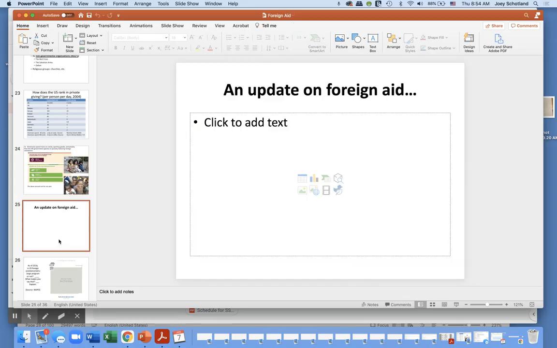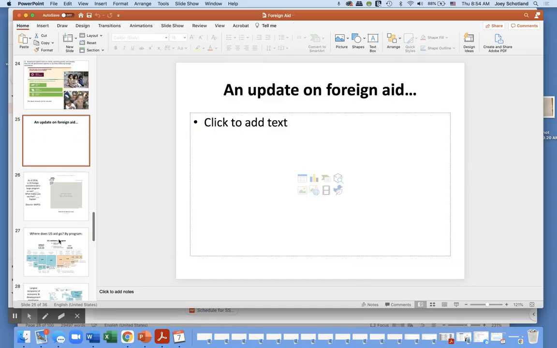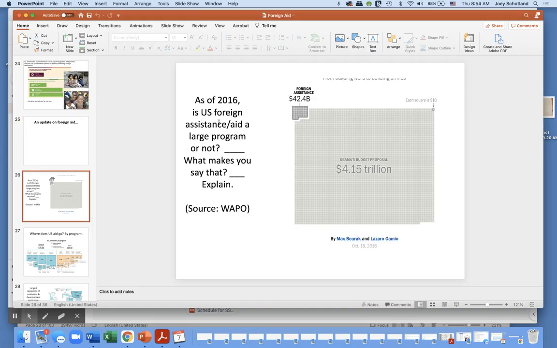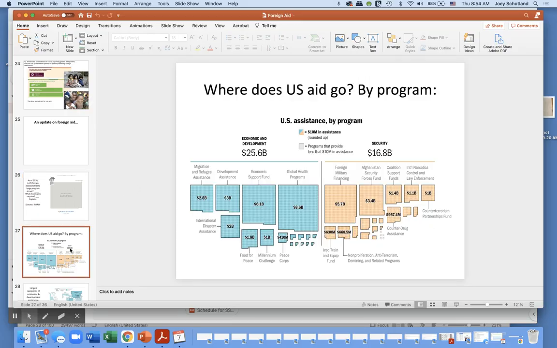Let me wrap this up by giving you an update and more recent statistics. As of 2016, we gave about $40 billion to poor countries. Compare that, this is Obama's entire budget, $4 trillion. So is foreign aid a big government program? Yes or no? Here you can see where the money goes.